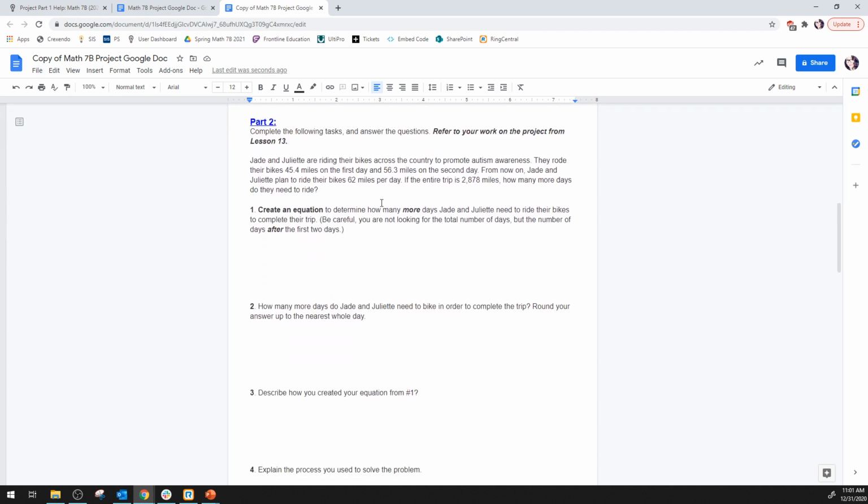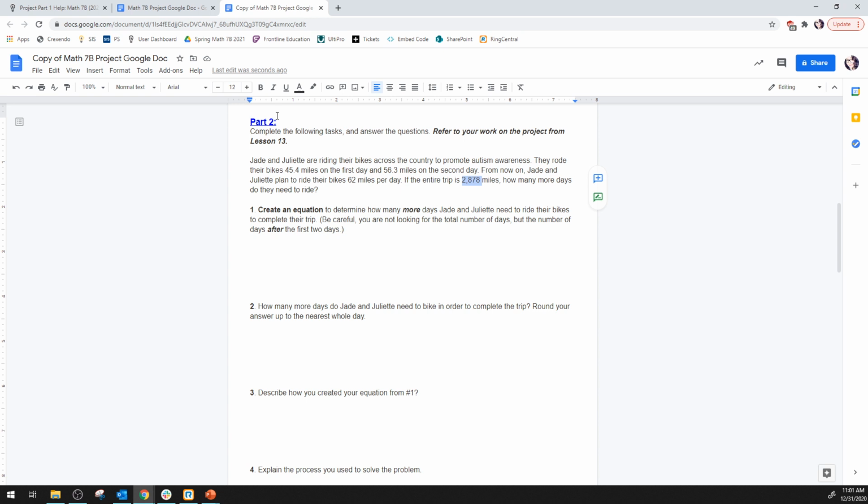So for part 2, we have the same exact scenario. Jade and Juliet, they're still riding their bikes. They still rode these 2 different miles on the first 2 days. And then the 3rd day moving forward, they are going to be riding their bikes 62 miles per day. Okay. And then it tells us the entire trip. This is how far they're going the entire trip.